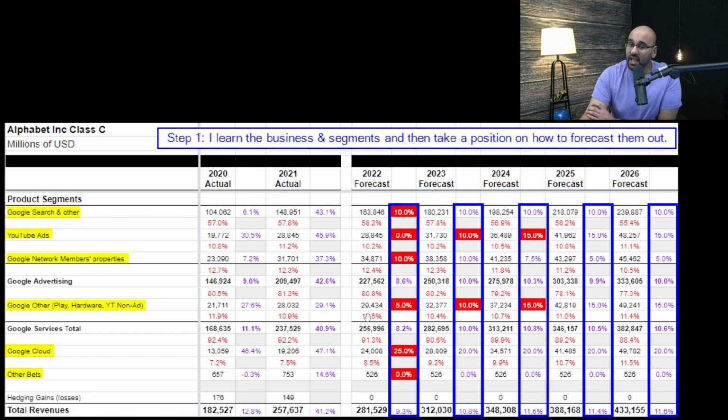Now here's where the 10Ks, the conference calls, the press releases, and the company presentations really help you, because you're going to dig into those disclosures provided by management, and they will give you a good idea of how to forecast these segments out. And so you can see, I forecasted out 10%. For YouTube ads, I forecasted out 0 growth in 2022, and then 10% thereafter, and 15 thereafter actually, and so on and so forth.